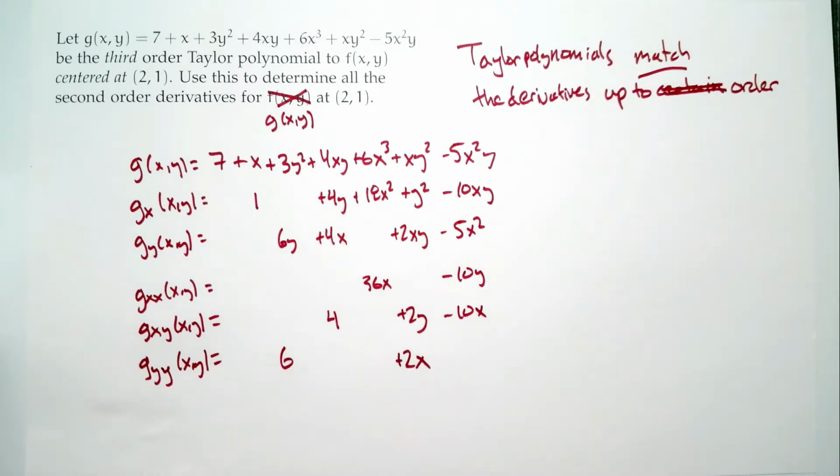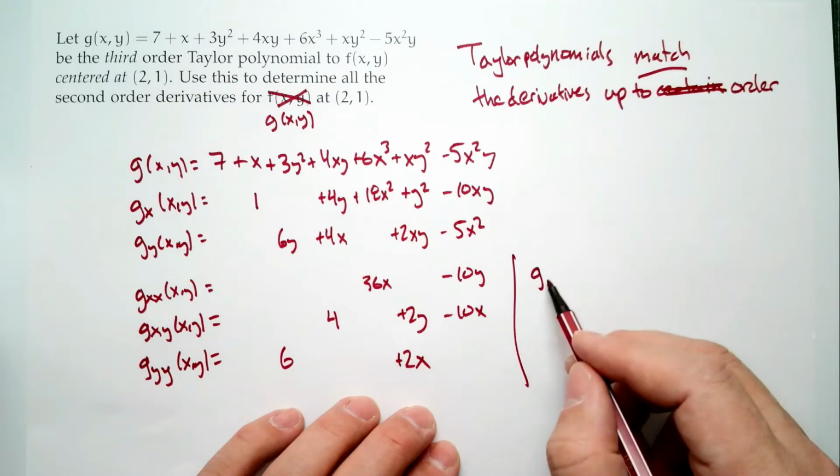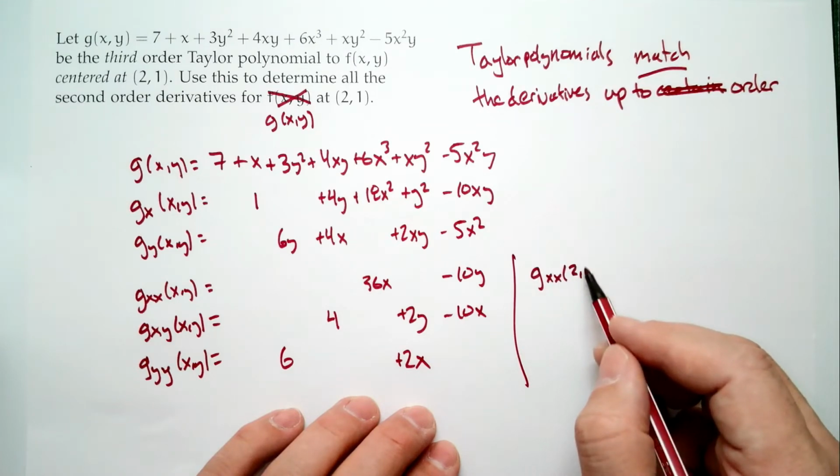Okay. Now again, these are the derivatives for the g function. So it's not that the derivatives of g match the derivatives of f, it's that derivatives of g evaluated at the point (2, 1) match the derivatives of f evaluated at the point (2, 1). So what we need to do to finish is now evaluate. And the good news is that most of these terms have disappeared.